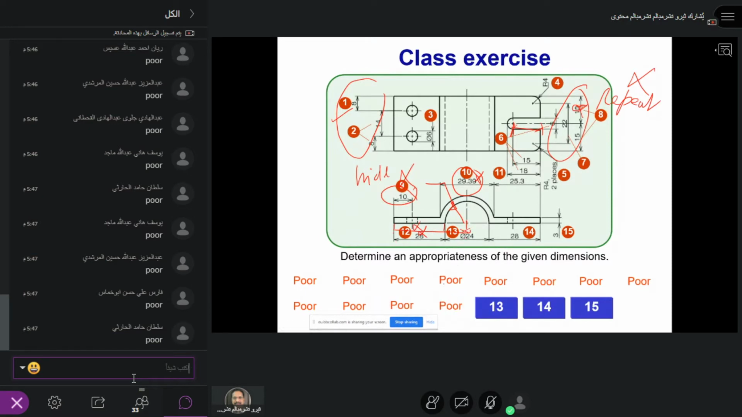13. 13 is also poor. You know why? This is not a diameter. This is a radius. It's not a circle. It's not a diameter. So 13 should also be poor. Good.